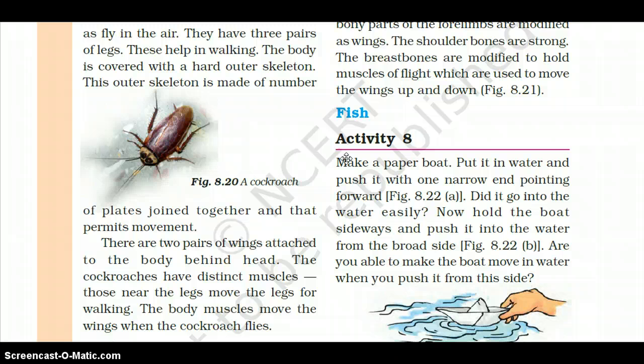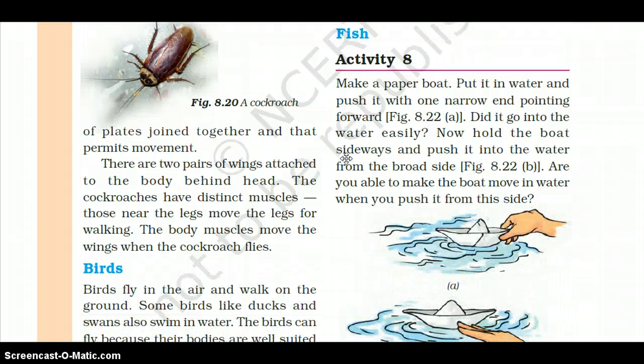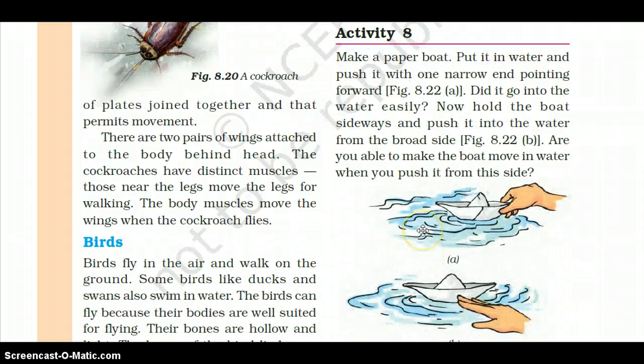Now let us see movement in fish. For that, we have to perform an activity. We will require two small square papers. Fold the square papers into a paper boat and put both the paper boats in water. Now push one of them with its narrow pointed end. Push from here. This is the narrow point. These two are the narrow pointed ends, and you have to push it from one of its ends.